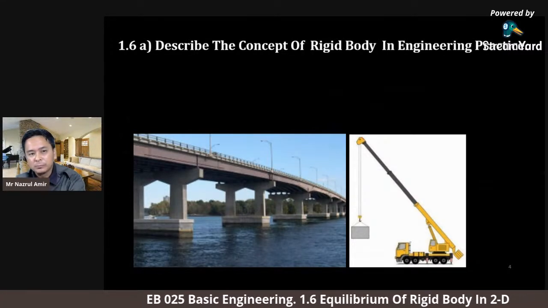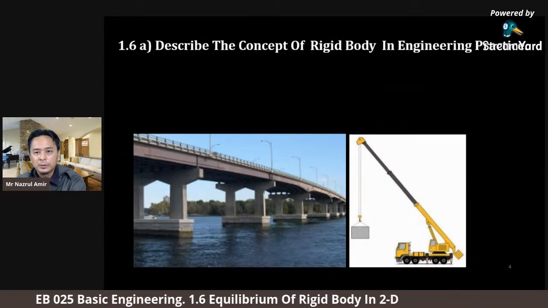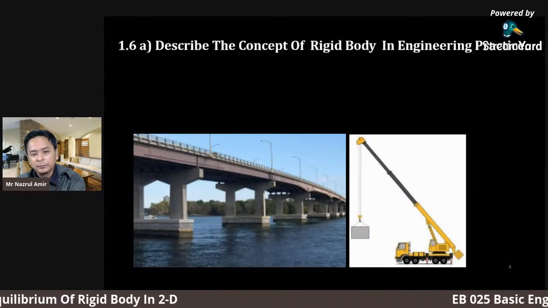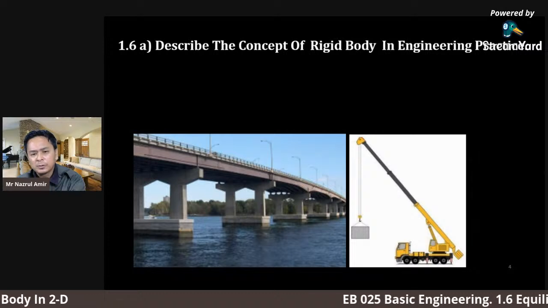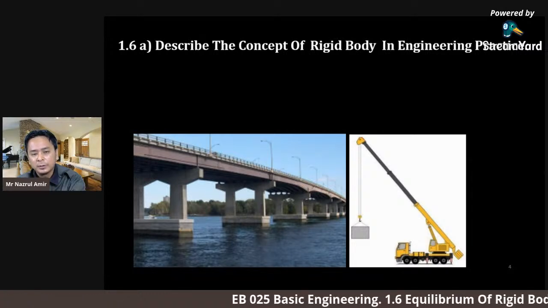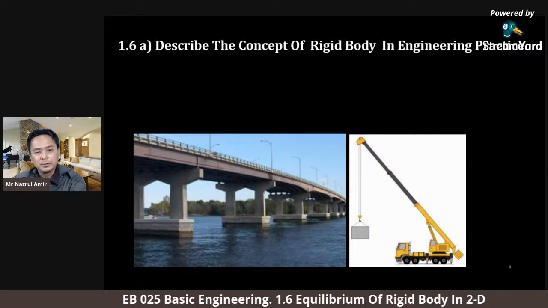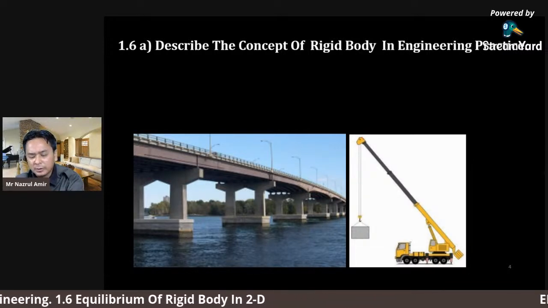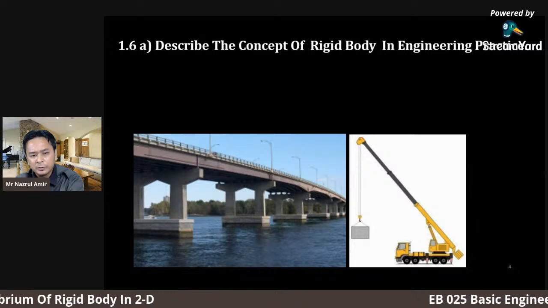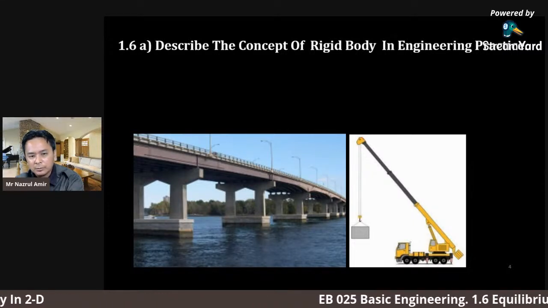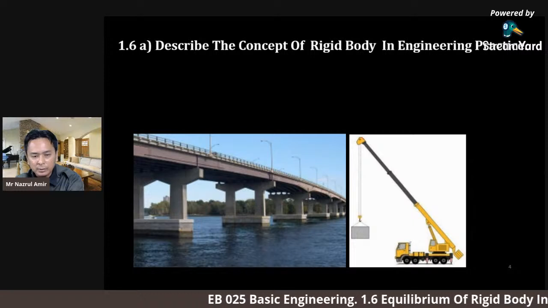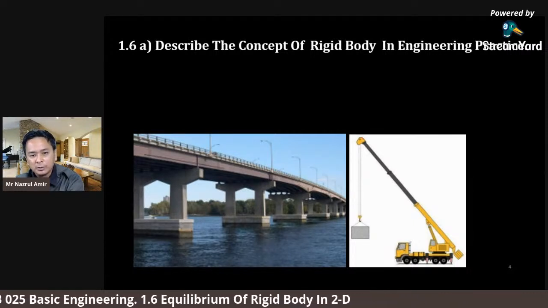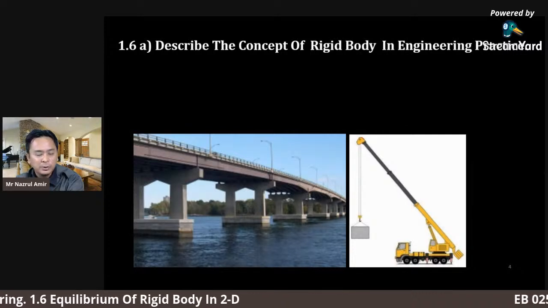The first outcome is to describe the concept of rigid body in engineering practice. As you can see on the picture given, there are two types of product or structure. On the left side, there is an image of a bridge. A bridge is a large construction, a large product in engineering. A bridge is used for transportation, to connect from one place to another place.